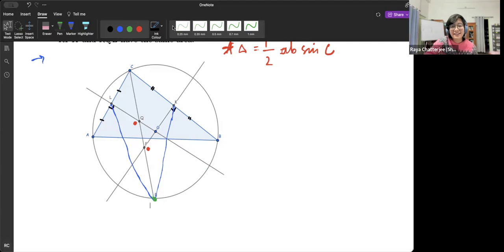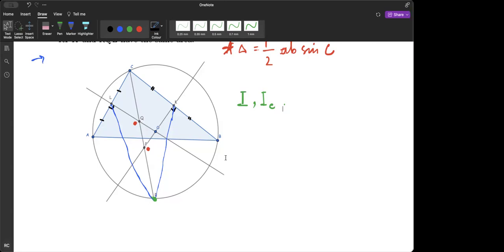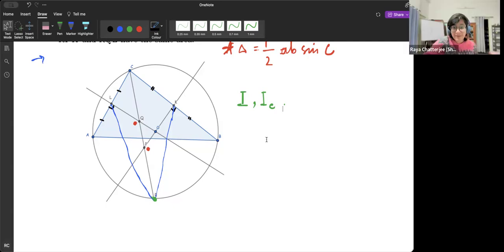Think harder. I'll give you 2 minutes and then I'll solve the problem. If I solve the problem, it takes the fun out of it. Okay, well, let me make a suggestion then. Think about the points I and IC. I take it everybody is familiar with the in-center excenter lemma, right? You get my point?